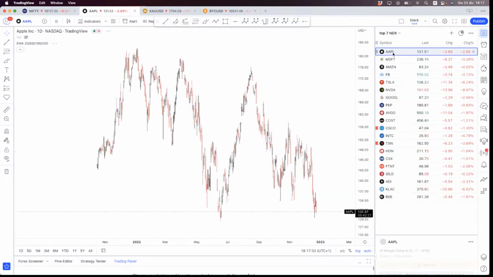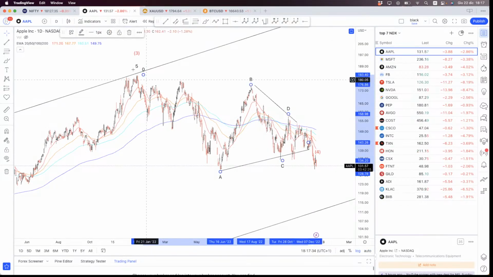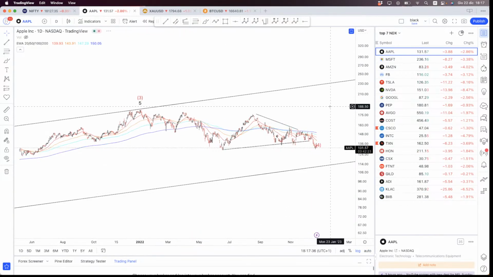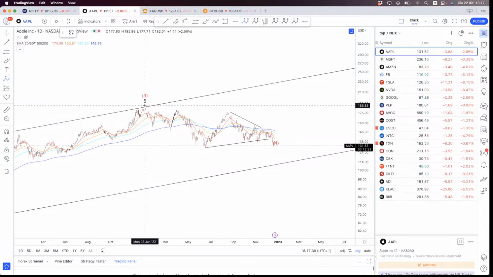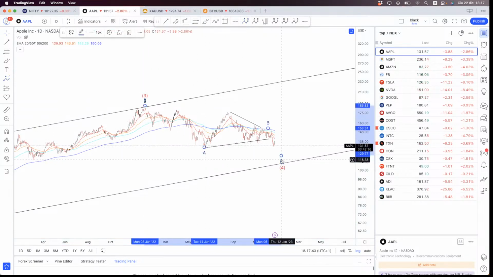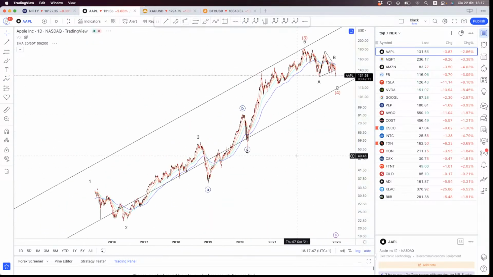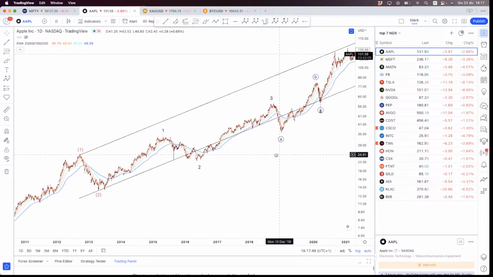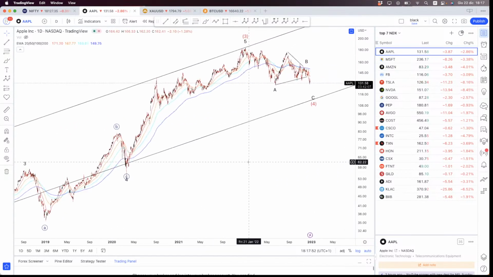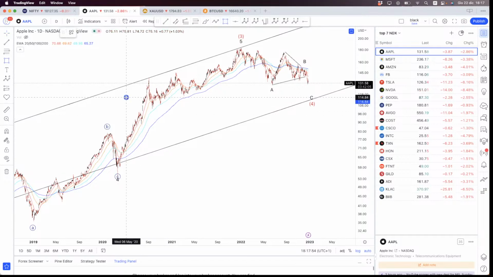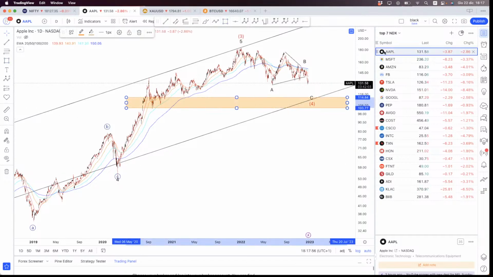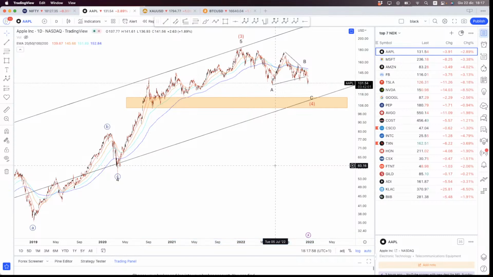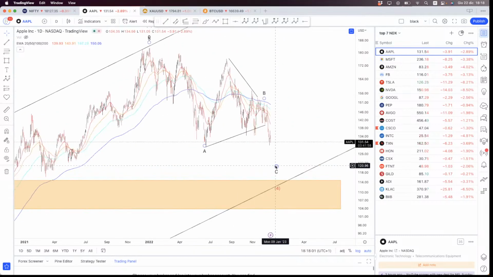Apple has an invalid discount, which means that most likely we've had A, B, and C, which makes sense based on this trend channel. So yeah, we could expect downside of up to a year for sure, around the $100 mark. That's what I would be expecting from Apple.